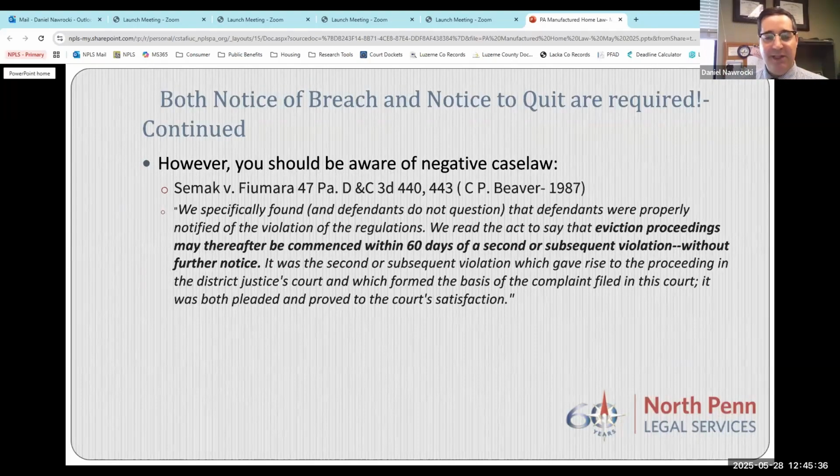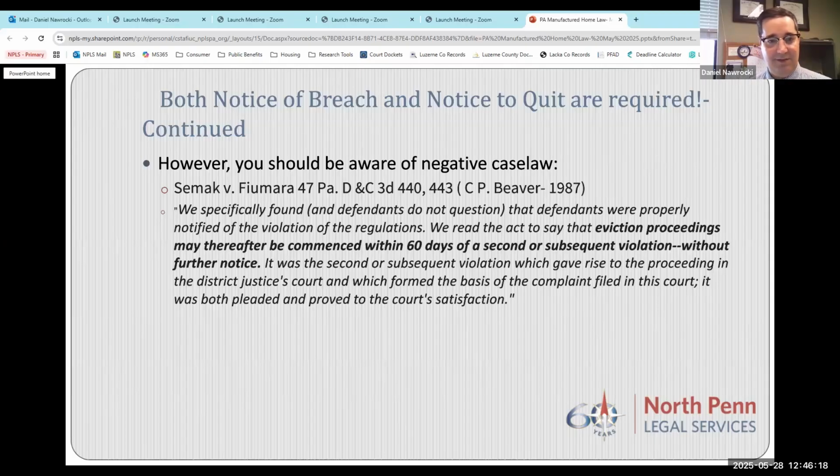So when we were preparing the presentation, we did find some case law out of Beaver County where the court found that they can begin the eviction automatically right after the second or subsequent violation of the rules without further notice. So all that they have to do is send the certified registered notice first to the resident saying you violated the rule. If there's a second or subsequent, we're going to move forward with eviction. When the second or subsequent violation occurs, that's it. They move forward with eviction as long as it's within 60 days.